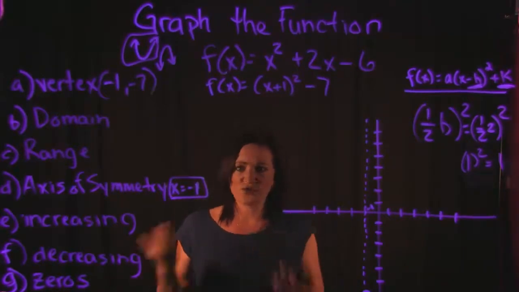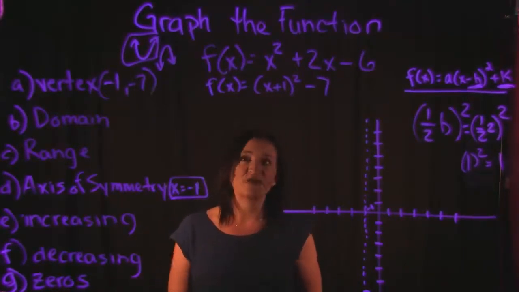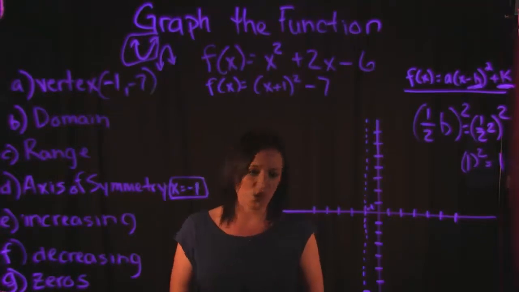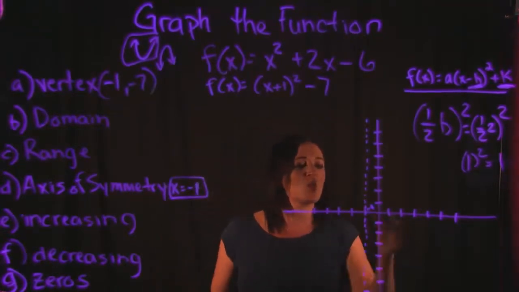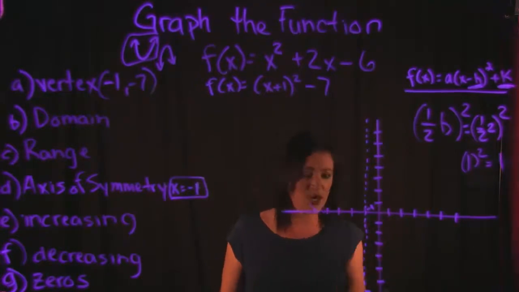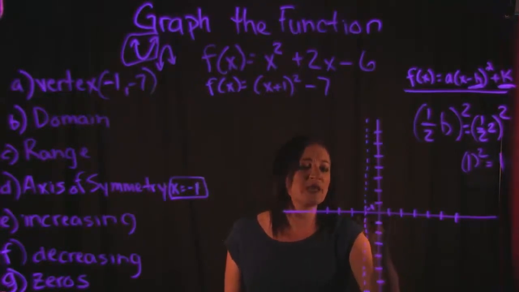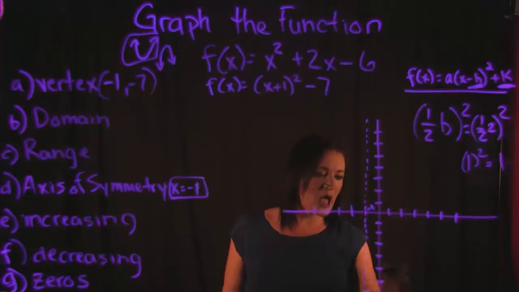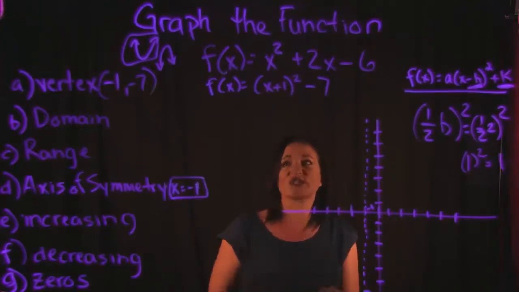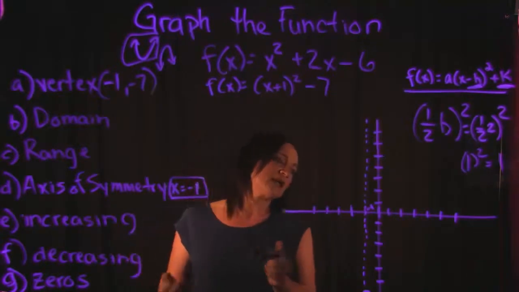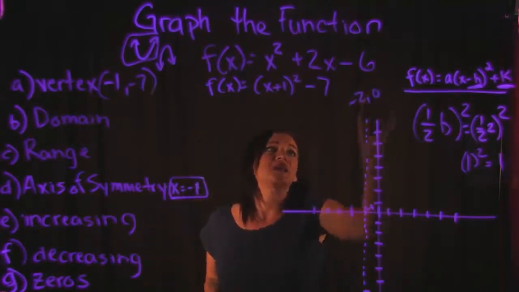Depending on your teacher, you know, they might ask for 3, they might ask for 5, they might give you some x values to already input. But since I know that my vertex is at negative 1, what I'm going to do is pick a number on each side. I'm going to pick negative 2, and then I'm going to pick 0 and see what's happening on each side of this graph. So I'm picking negative 2 and then 0.